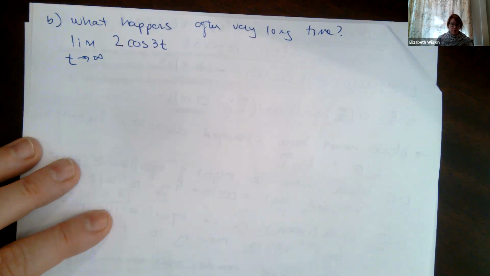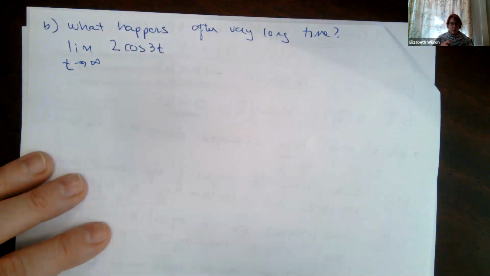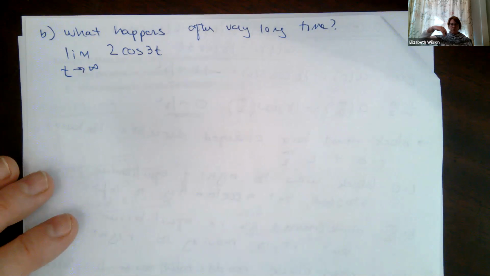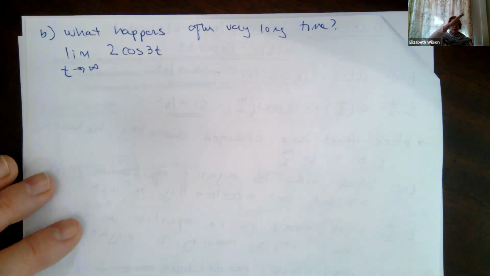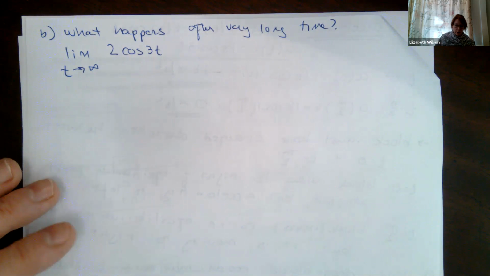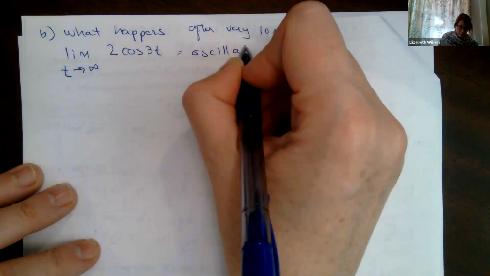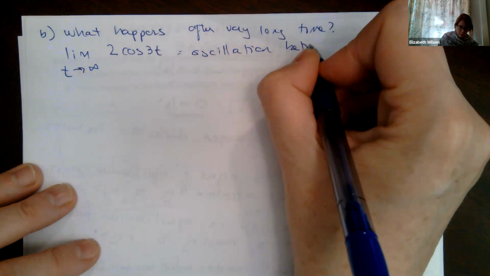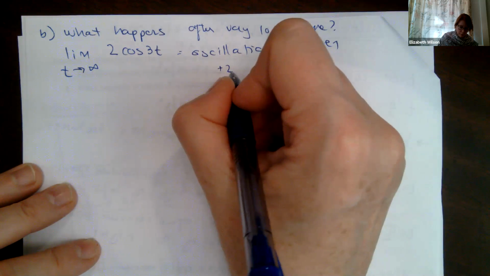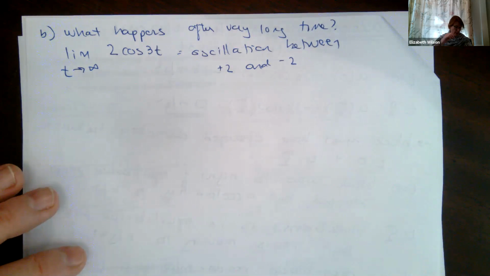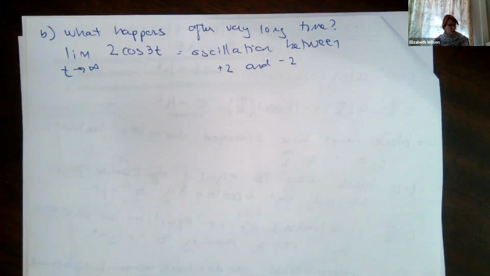When I do this, we kind of saw this before. This cosine function has an amplitude of 2, so it's going to be oscillating from 2 to minus 2, 2 to minus 2 forever. So it's just going to oscillate between positive 2 and negative 2 forever, because there's no friction on the floor to slow it down.